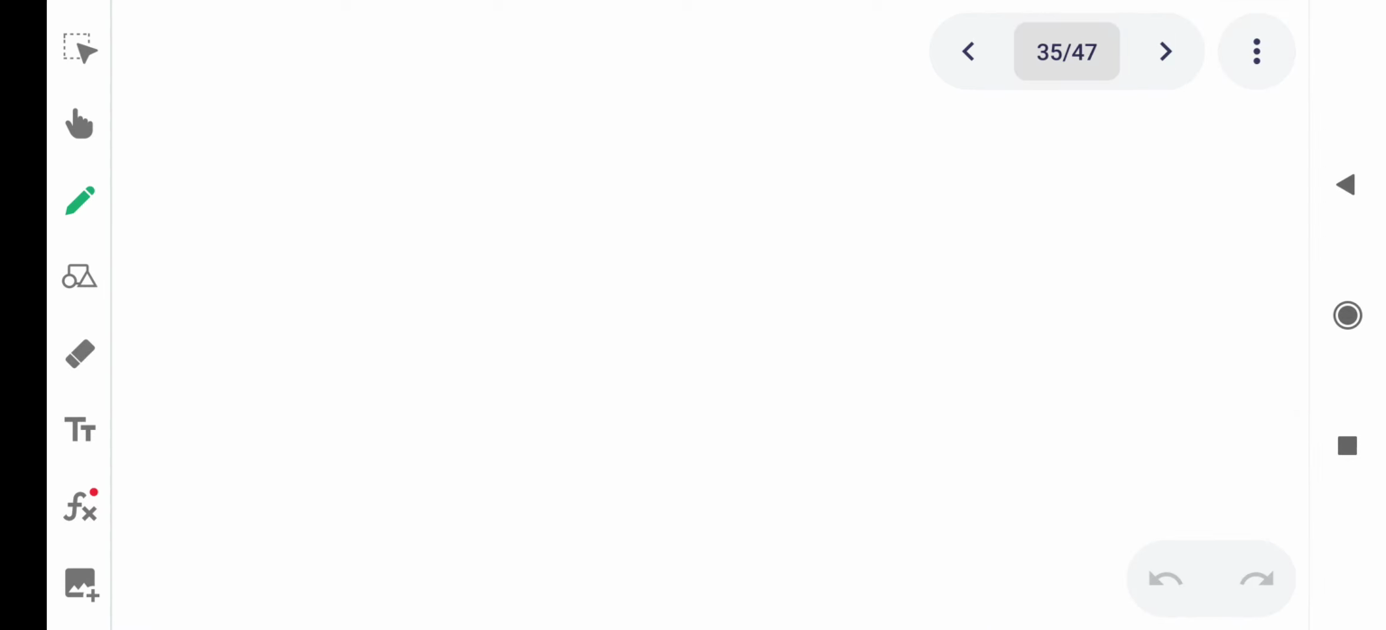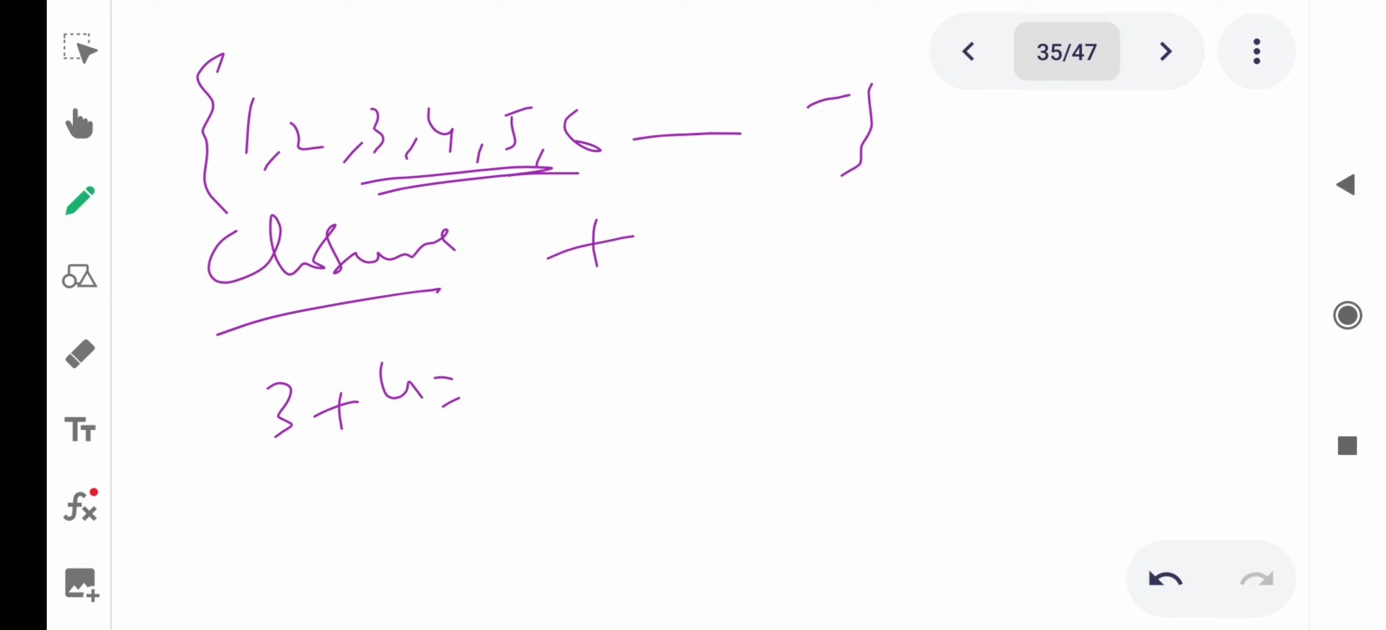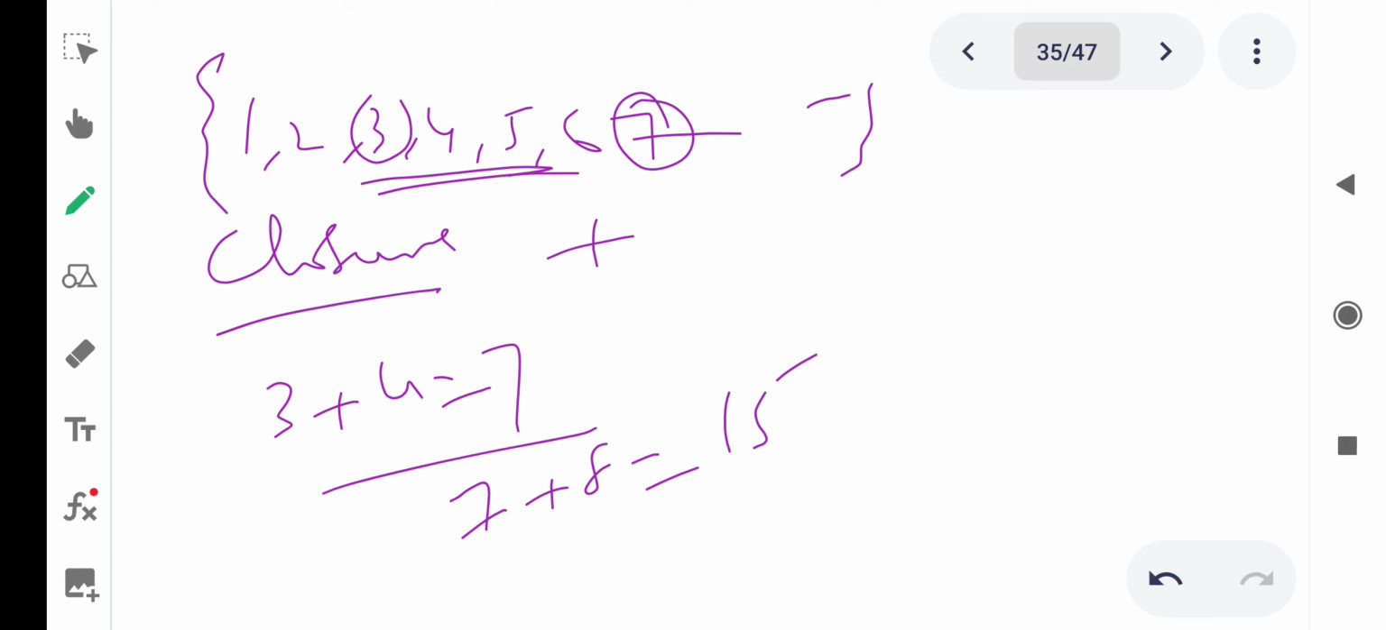Now suppose this is natural numbers 1, 2, 3, 4, 5, 6, and so on. Now for the closure property under addition, you take any two numbers, 3 plus 4 is equal to 7. Again 7 belongs here. Okay, 7 plus 8 is equal to 15, again belongs here. 3 plus 7, 10 belongs here. Any number you take, this is an infinite set. In the infinite set, any two numbers you add, you will get again a number that belongs to this set.